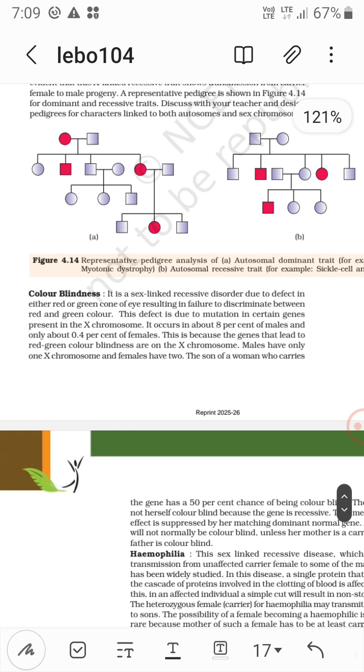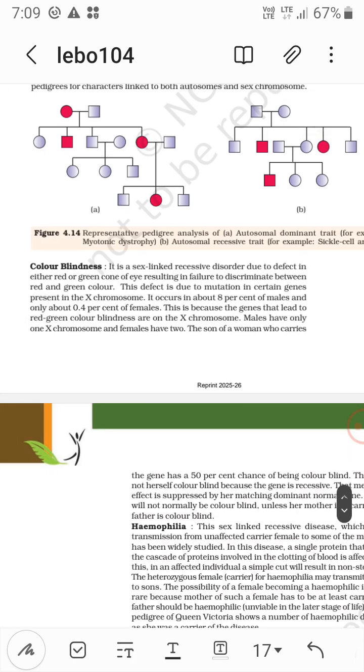Now, this defect is due to mutation in certain genes. As I know, a Mendelian disorder is caused by the mutation, alteration, or deletion of a gene. So this defect is due to mutation in certain genes present on the X chromosome. It occurs in about 8% of males and 0.4% of females.